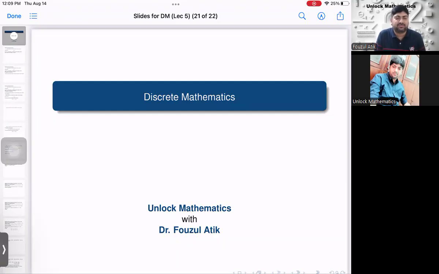So we are in the first unit, and in the previous lectures we discussed some quantification methods, right? With the help of some quantifiers, which are the universal quantifier, the existential quantifier, and the uniqueness quantifier. So we have discussed these things in our previous lecture.